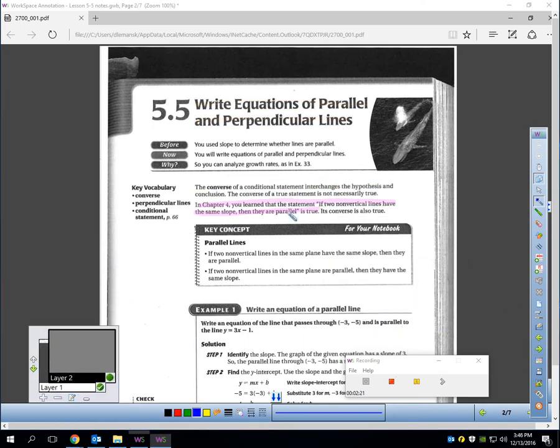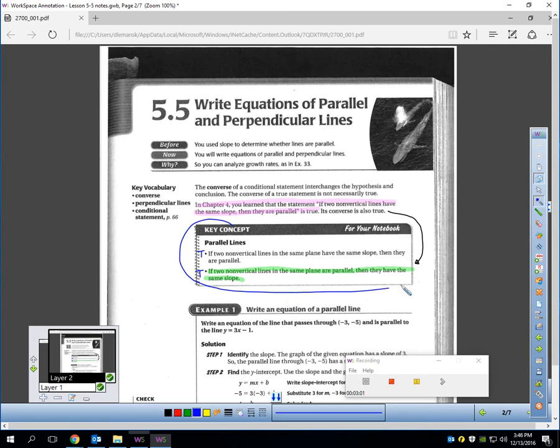In Chapter 4, you learned that the statement, if two non-vertical lines have the same slope, then they're parallel. That was true. When lines have the same slope, they are parallel. The converse of that statement is also true. So in other words, if two lines are parallel, they have to have the same slope. So these two converse statements would both be true. If lines have the same slope, they are parallel. That would be a true statement. And if lines are parallel, then they have the same slope. That would also be a true statement.